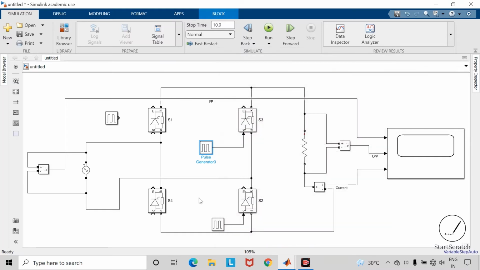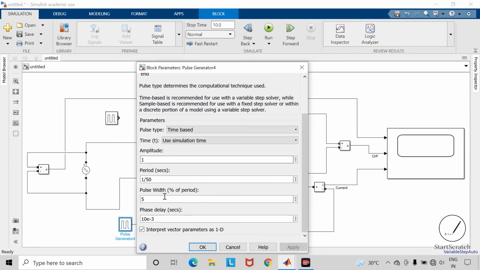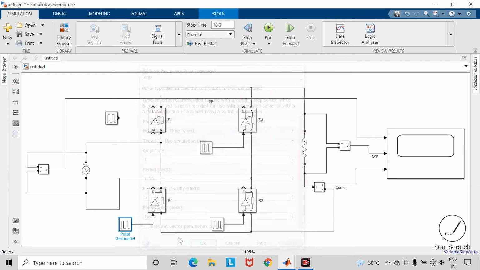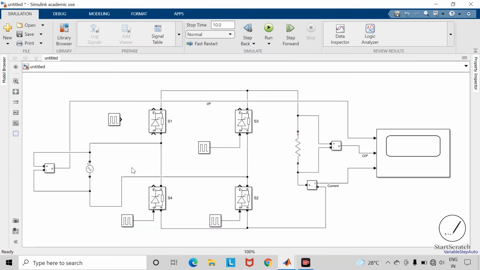So copy this pulse generator and connect it to this fourth thyristor. So phase delay for this S3 and S4 will remain same. Complete the connection of this pulse generator 1 as well.